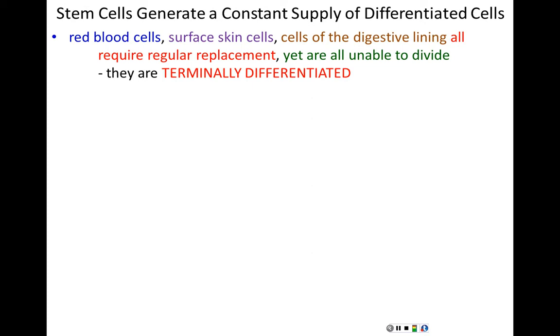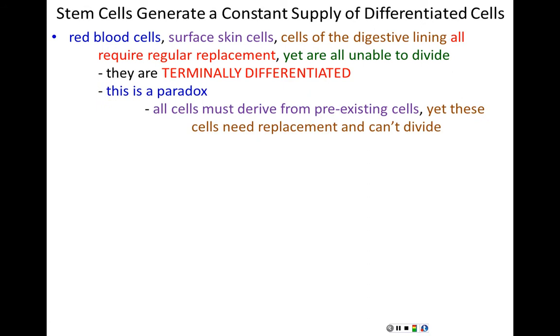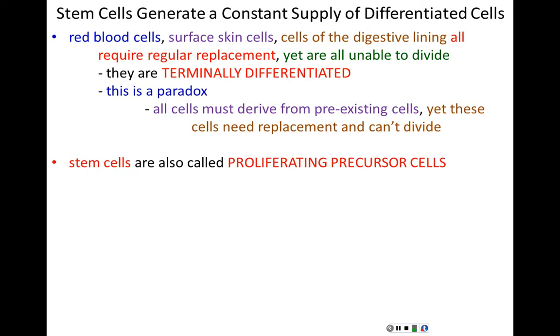They are unable to divide. This is quite the paradox, isn't it? All cells must derive from pre-existing cells. That's the cell doctrine. You can't make a cell from scratch. We need to replace a skin cell. We have to get the new skin cell from a pre-existing cell, yet the pre-existing skin cells that are there can't divide. What do? Well, we use stem cells.